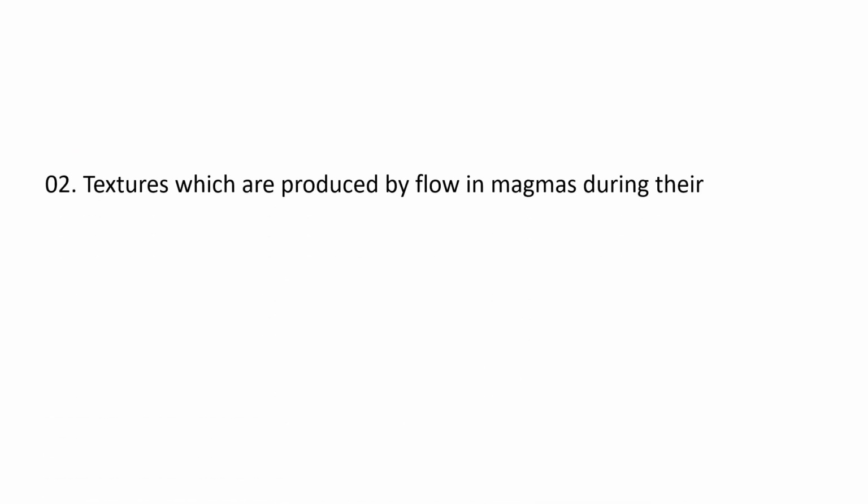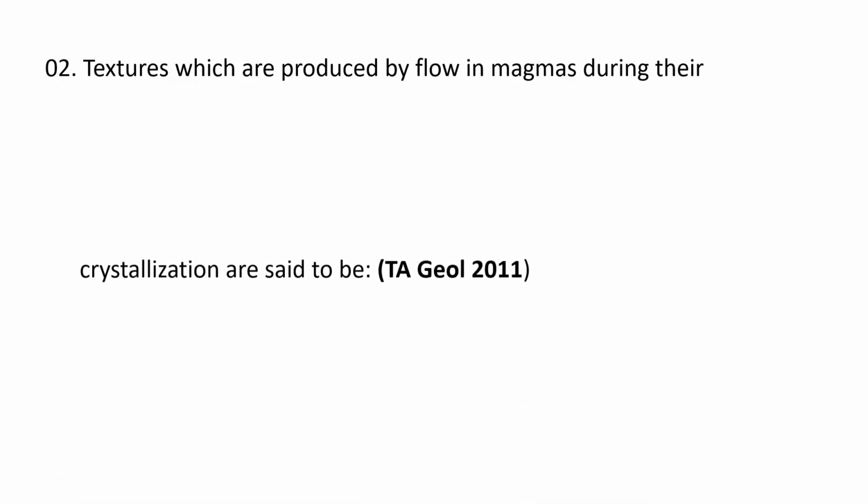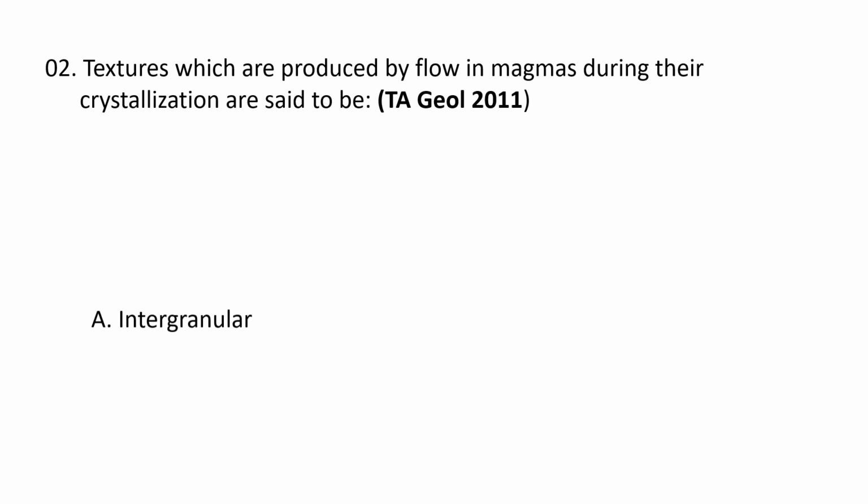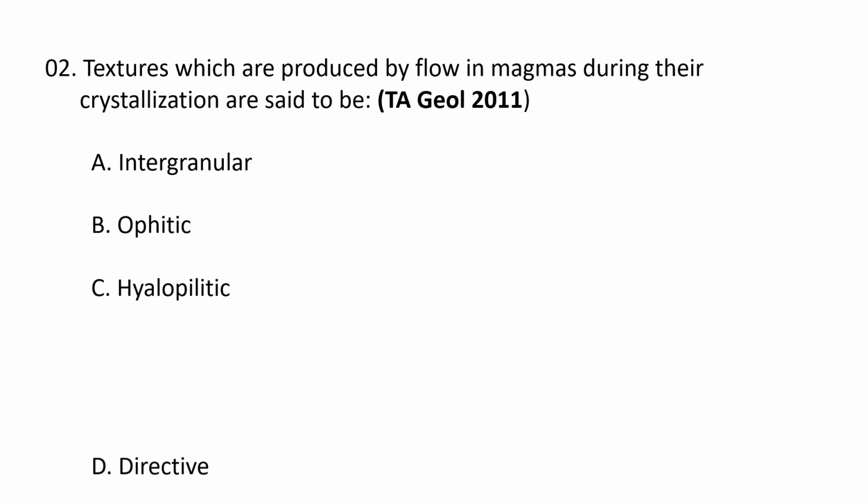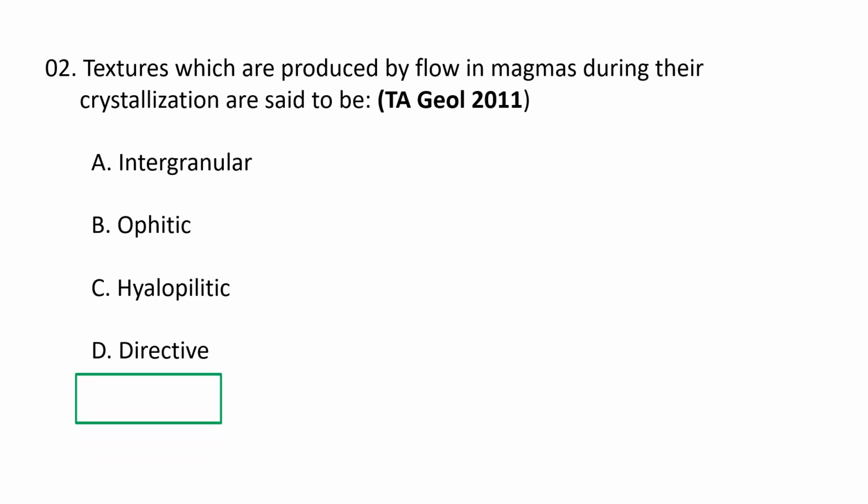Next question. Textures which are produced by flow in magmas during their crystallization are said to be: A. intergranular, B. ophitic, C. hyalopilitic, D. directive. These are characterized by the preferred orientation of mineral grains, which results in linear or planar arrangements. So these are said to be directive textures. The correct answer is D.